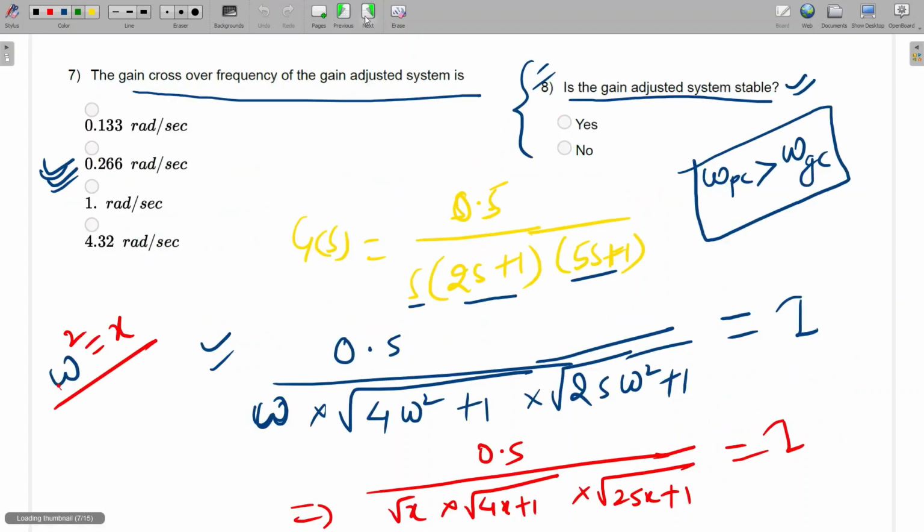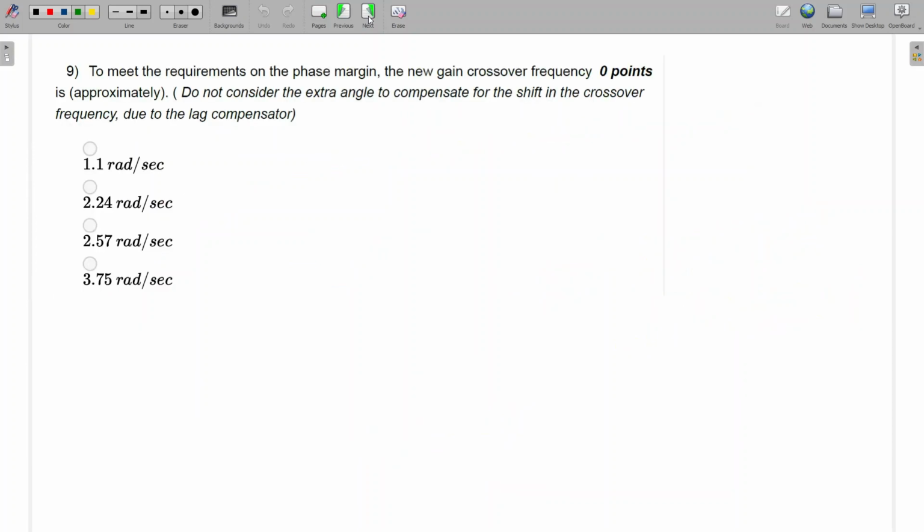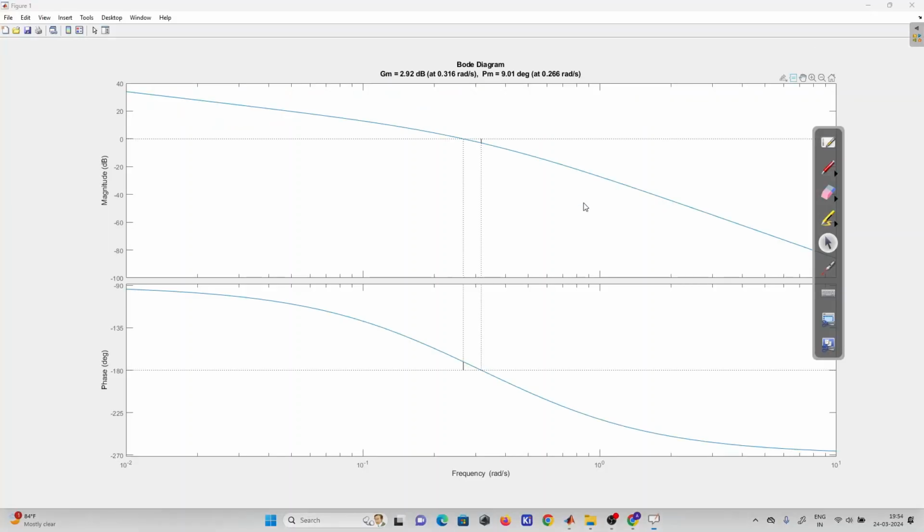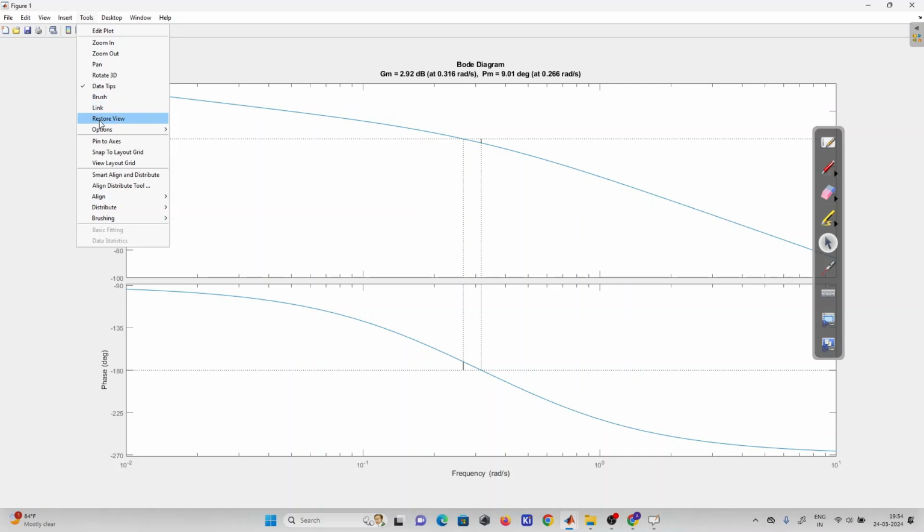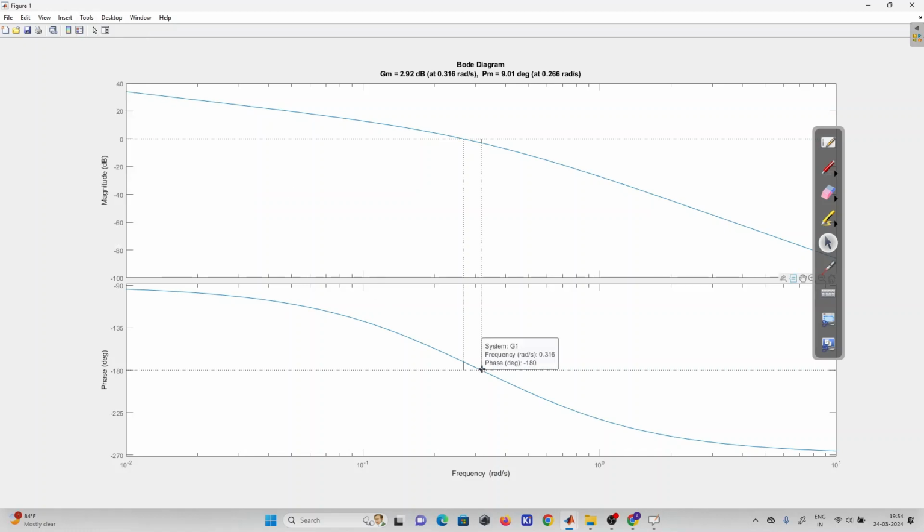So how can we calculate this? We'll see the Bode plot. First I will see the MATLAB, then we'll do it by the normal method. So how much? 40 degrees. What should be the total angle? For 40 degree, it should be 180 plus minus 140. That will contribute a 40 degree phase margin. So the angle should be minus 140.